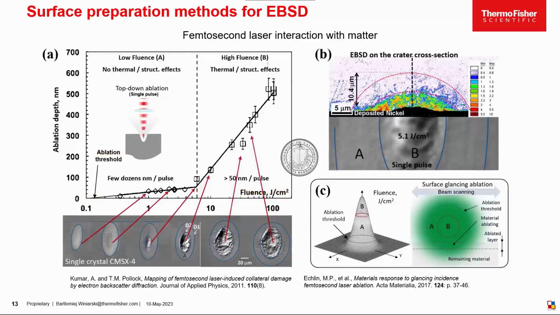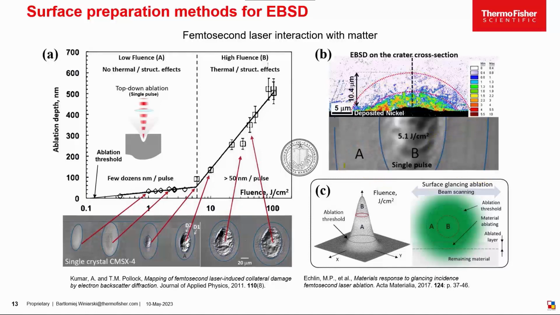Low fluences above and close to the ablation threshold remove material without thermal or structural effects. High fluences produce thermal and structural effects during very fast removal of material. See the kink on the graph in figure A. The grain reference orientation deviation map in figure B clearly indicates the range of damage that is caused. The low fluence region experiences much lower or negligible distortion of the lattice.